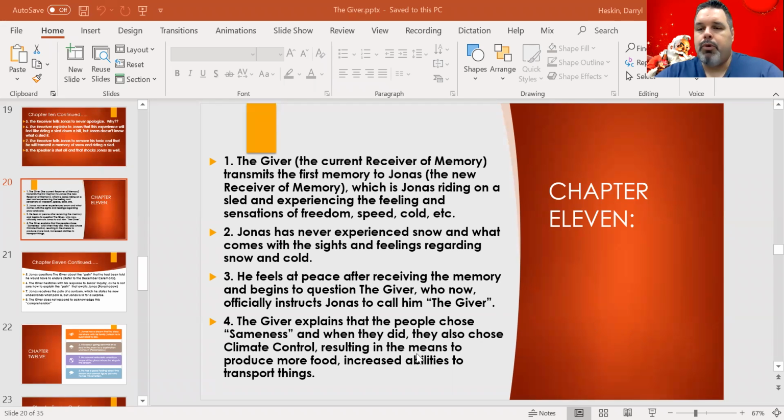But we learn a little more about sameness and what the community had to give up in order to have sameness. And we learn about the first memory that was transmitted from the current receiver memory to Jonas, and we find out that the current receiver memory wants to be identified as the giver. So now we have Jonas, the receiver memory, and the giver. So we have our characters now officially identified.